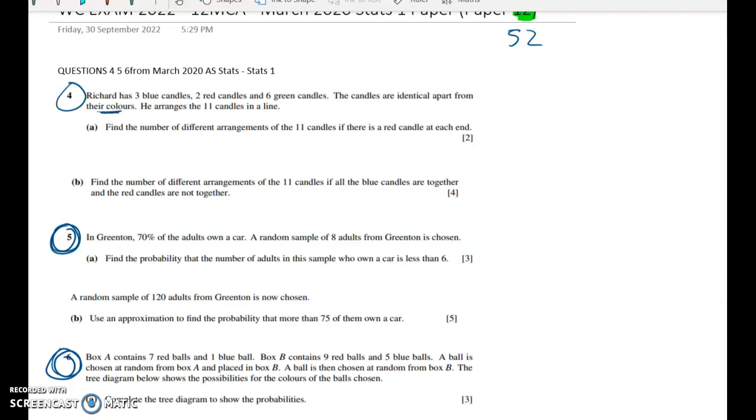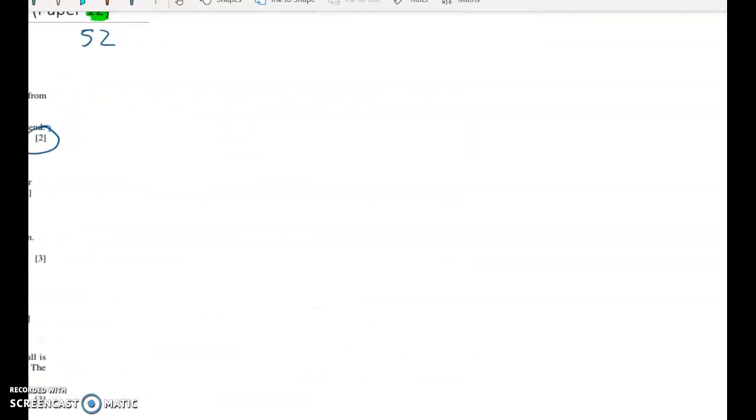Okay, so Richard's got 3 candles that are blue, 2 red and 6 green, and they're the same apart from their colours, and he arranges them in a line. So the first thing we've got to do is figure out the number of different arrangements of the 11 candles if there's a red one at both ends. The way that I do these questions is kind of silly, but it sort of works. I just draw out these little lines, right? And I'm going to draw 11 lines out for the candles, 1, 2, 3, 4, 5, 6, 7, 8, 9, 10, 11, and we're going to whack an R in at each end.